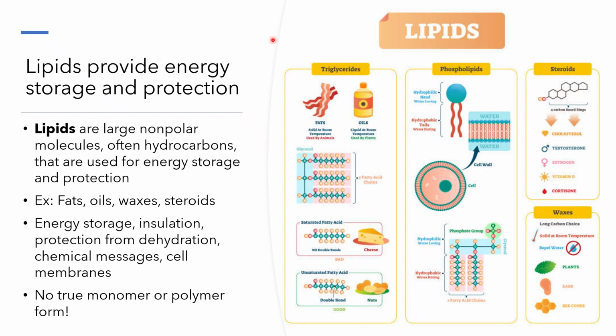So, lipids are large, nonpolar molecules. They're often primarily made of hydrogen and carbon. They tend to be carbon backbones, absolutely surrounded by hydrogens, and we use them to store our energy long term. We can also use them for protection.